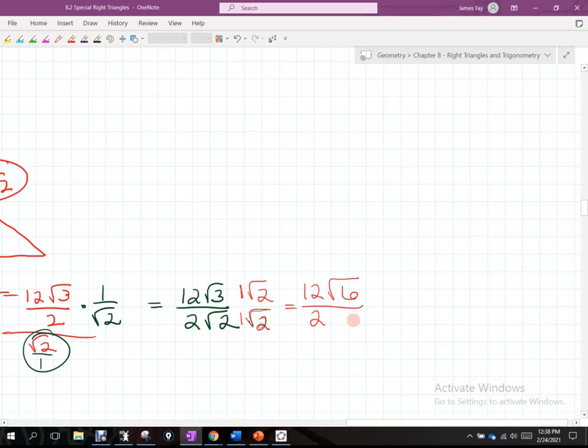I get 2 times 1, which is 2. And now I get 2 times 2, which is radical 4, right? What's radical 4 turn into? Which turns into 2, right? So this here is really 2 times 2, which overall is 4. Now what can I do there? Simplify the 12 and the 4. It gives me 3 radical 6.